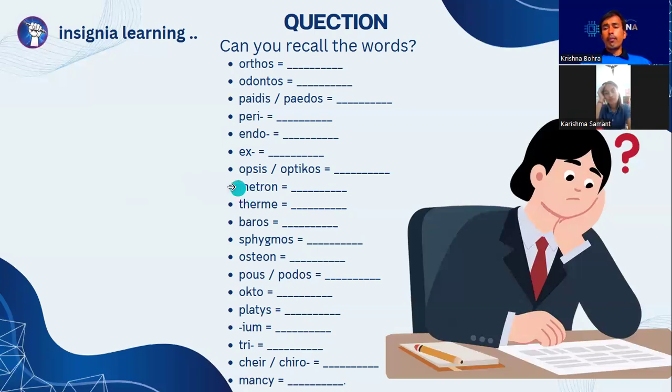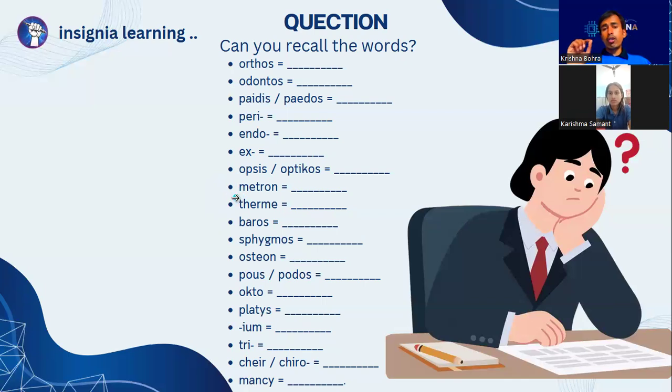The words thermometer, barometer, sphygmomanometer are all based on metron. Chronometer, odometer: you add a word and you add meter, so it is basically the measurement of that particular thing. Mark this word. You will come across it many times.